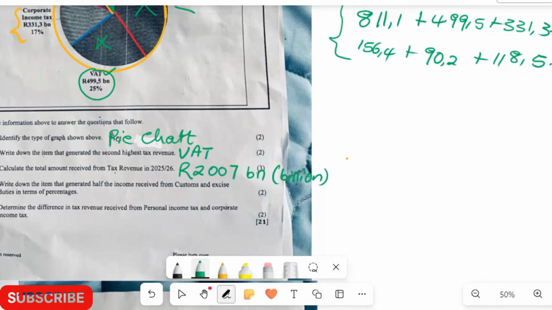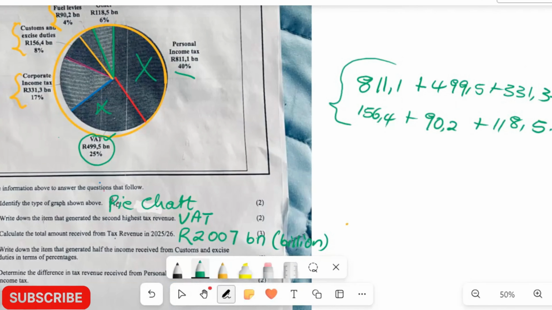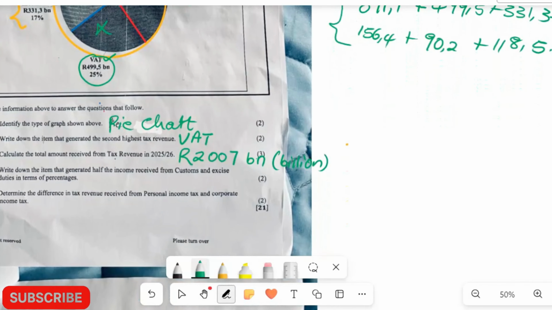Write down the item that generated half the income received from customs and excise duties in terms of percentages. Okay, let's look at it. The customs, it's here. It's 8%. Half of 8% is 4%. Which one generated 4%? Is the fuel levy. So it's as simple as that. So it's fuel levy or fuel levies.